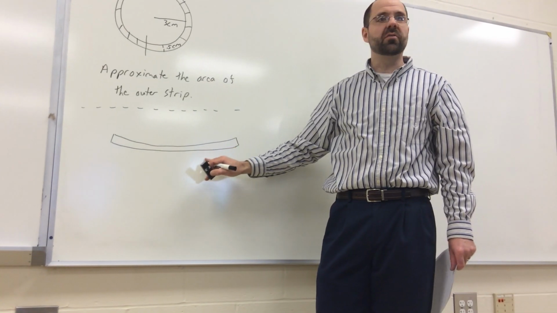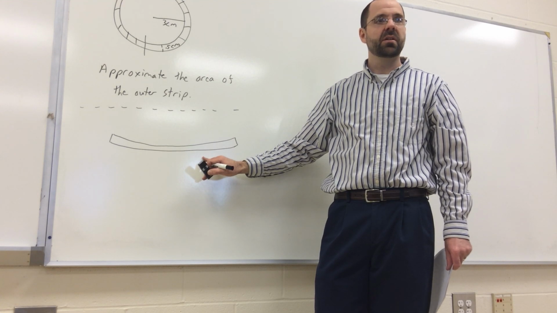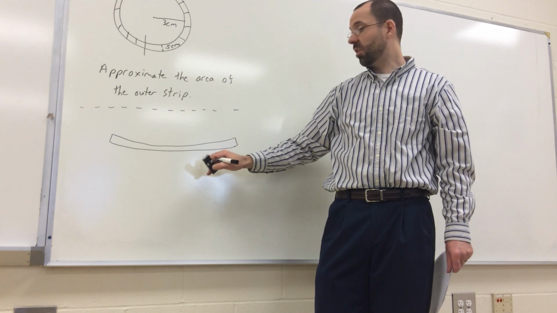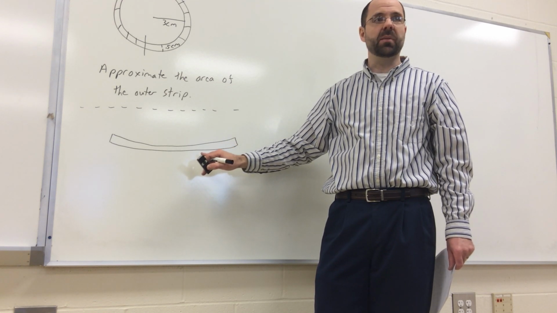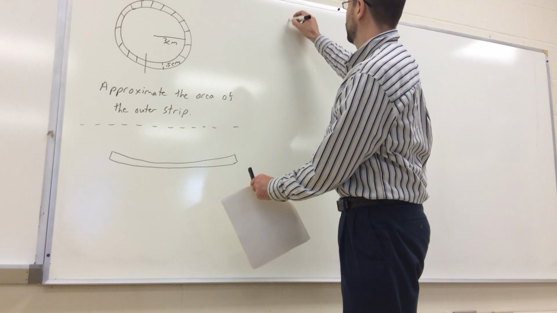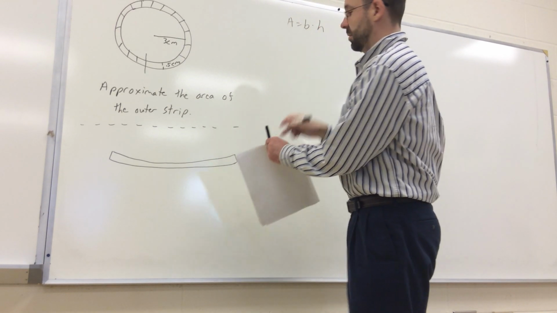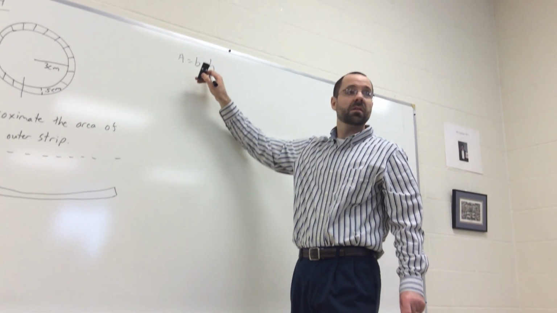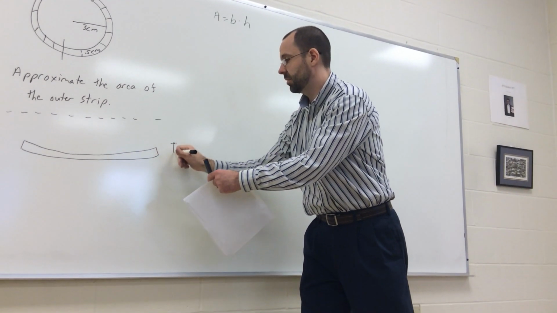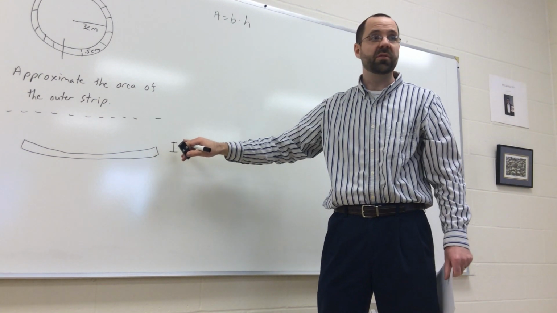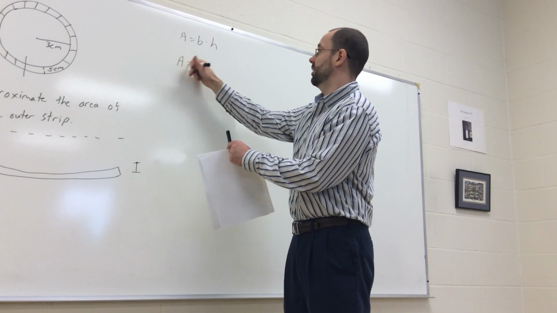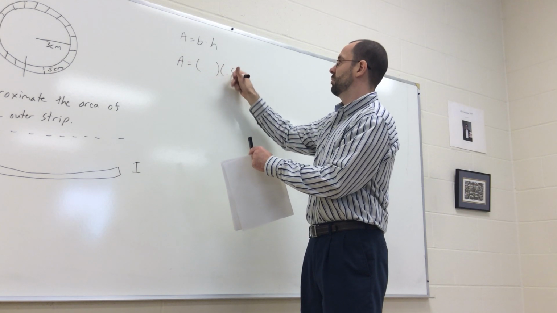Okay, now this is sort of rectangular in shape. So my idea is to use the area of a rectangle to approximate the area of this strip of paper. So the area of a rectangle is base times height. And what is the height here? 0.5 centimeters, right? So we've got area equals base times 0.5.